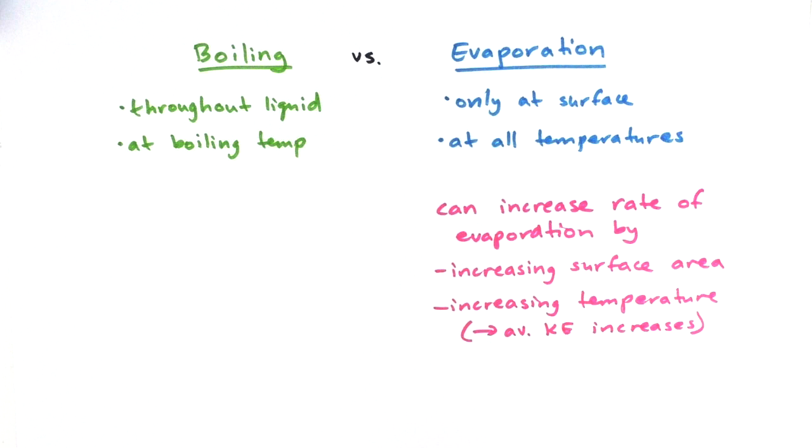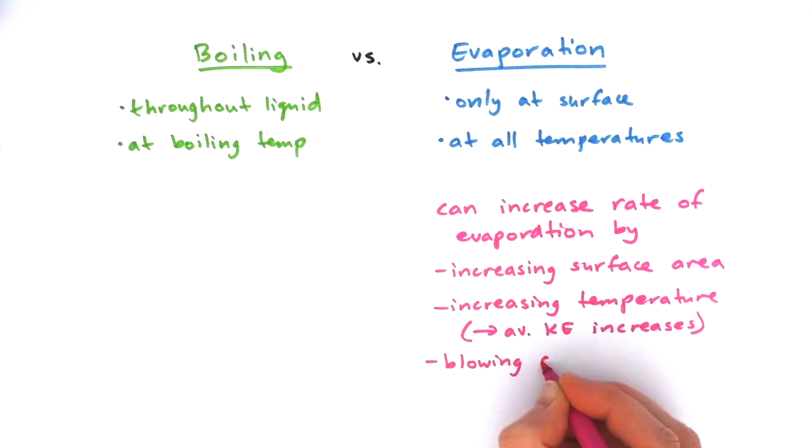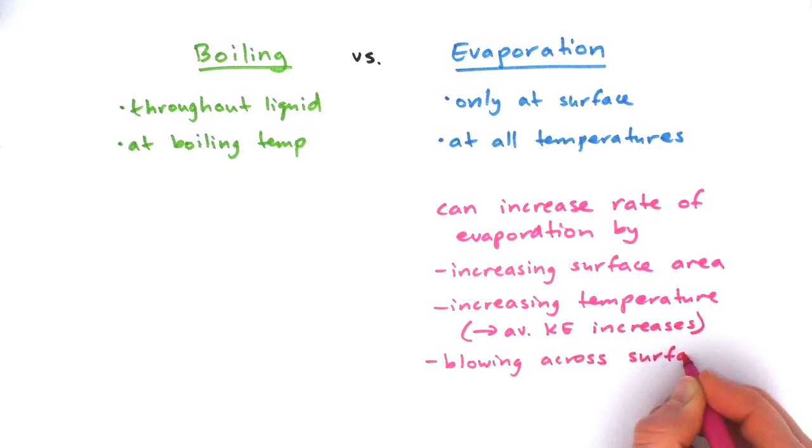And finally, we could blow across the surface of the water. So that means that the amount of water vapor in the air just above the surface is going to be less because we're blowing it away. And that means that there's space for more water vapor to come into the air.